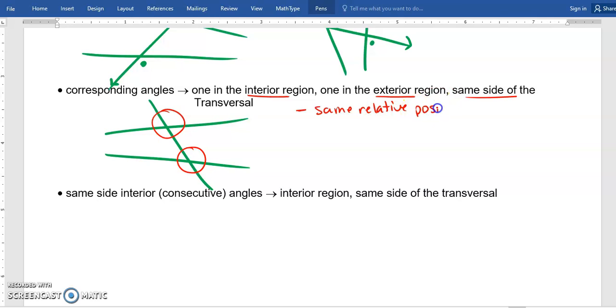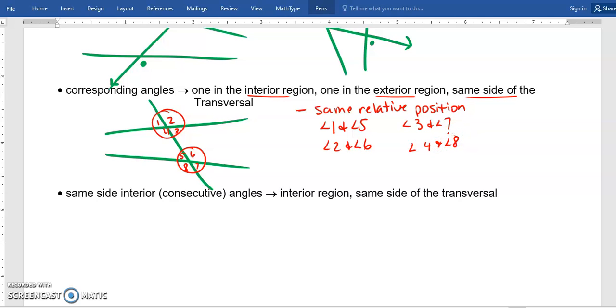of the intersection. Okay, so maybe if I make these 1, 2, 3, 4, 5, 6, 7, 8 again, you know, angle 1 and angle 5 are both kind of upper left. They're kind of on the left side of the transversal. They're above each of the other two lines. You know, angle 2 and angle 6 would be corresponding angles. Angle 3 and angle 7 are corresponding. Angle 4 and angle 8.